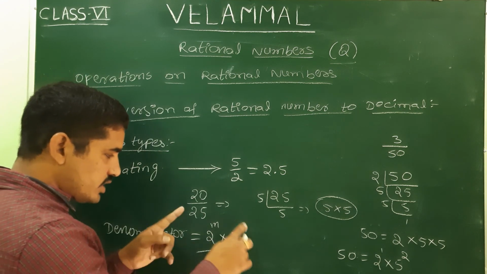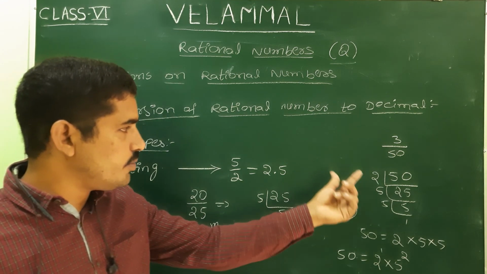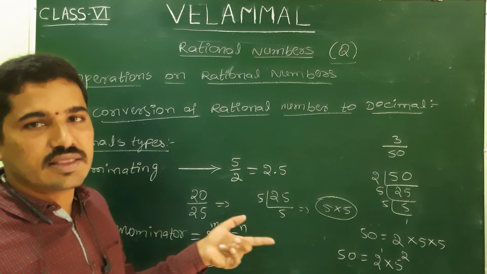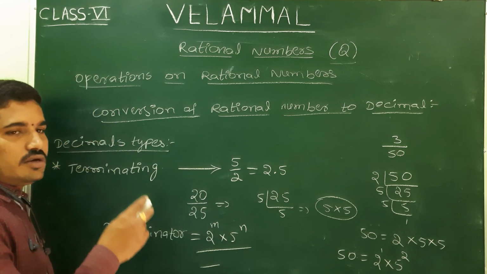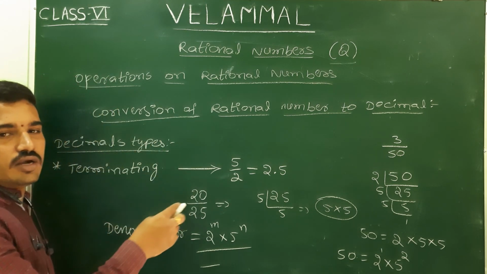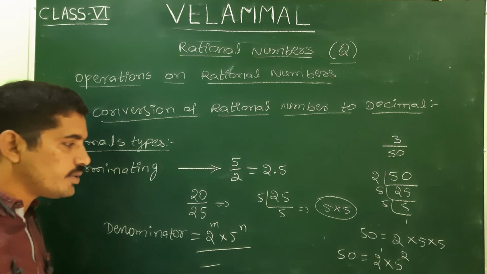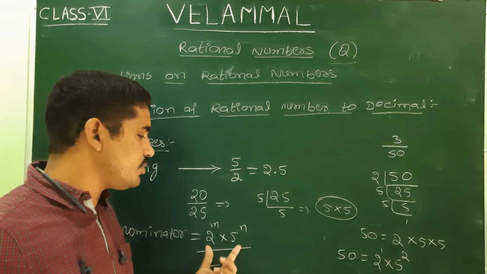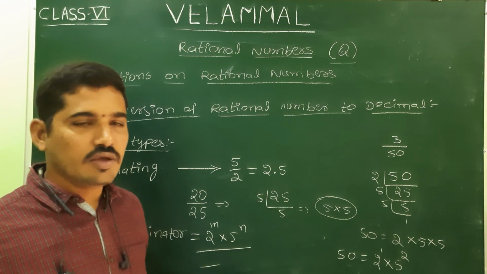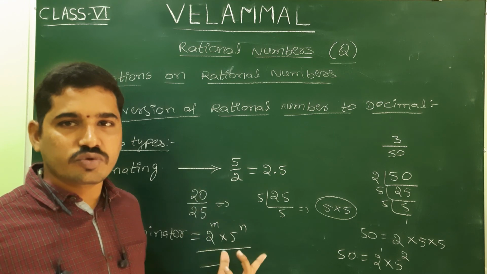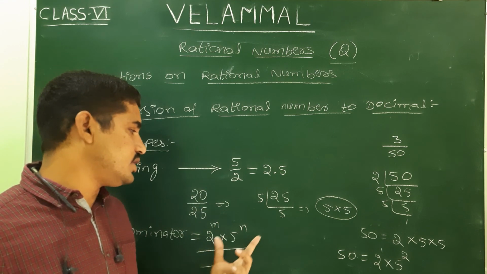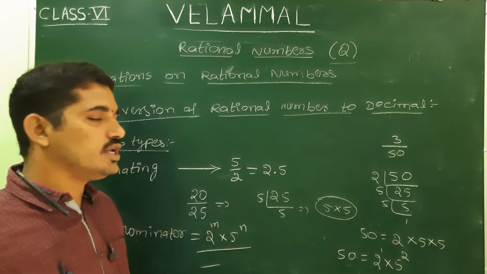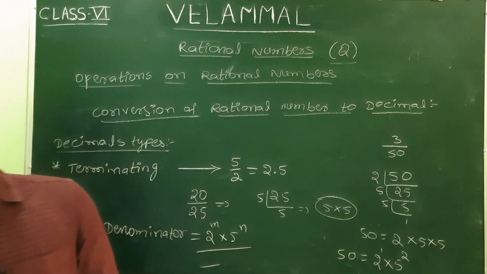If other than this form, if denominator is having the prime factors other than 2 and 5, then that rational number will be non-terminating. Understand? Terminating decimal means if the denominator is having the only prime factors as 2 and 5, then that decimals or the rational numbers are called as the terminating decimals, and the non-terminating decimals we will discuss in the next class.